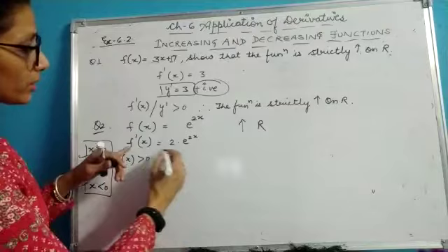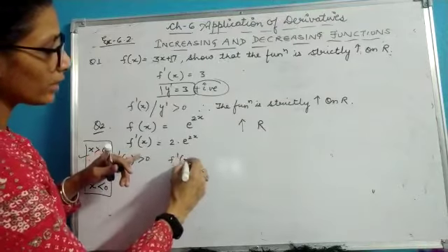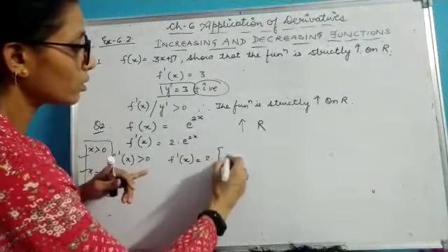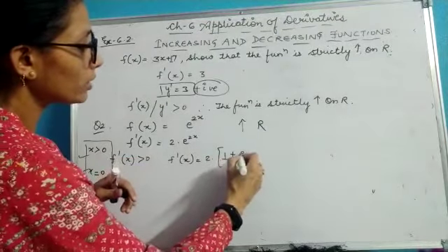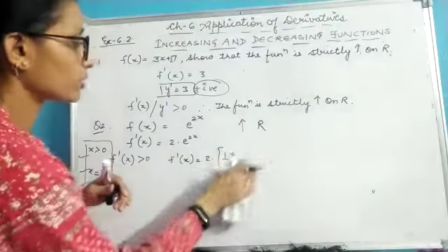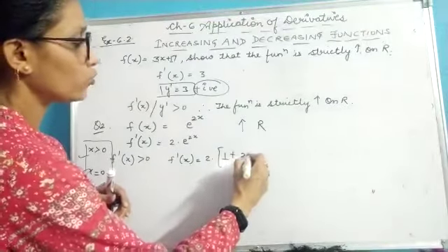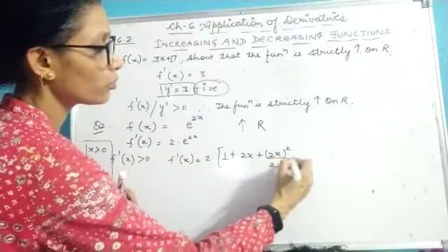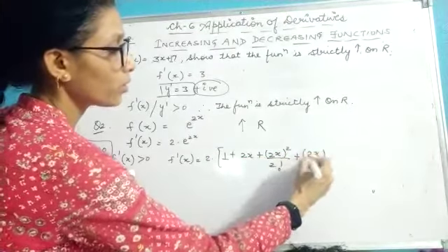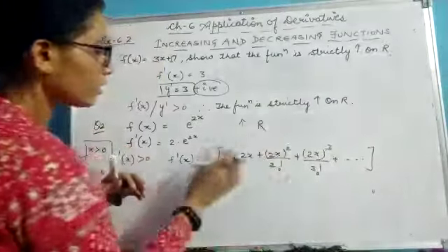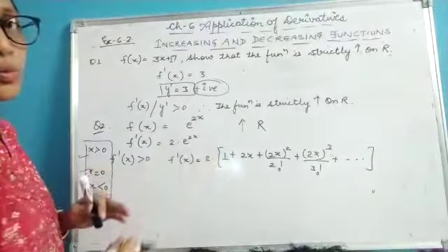So children, this f dash x can be written as twice of, I can expand it in the series form as 1 plus e raised to power 2x, sorry, it is 1 plus 2x plus 2x whole square by factorial 2 plus 2x whole cube by factorial 3 plus and so on. This is the expansion of e raised to power x.